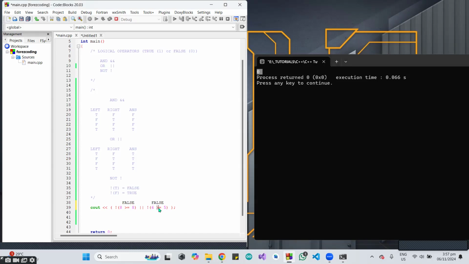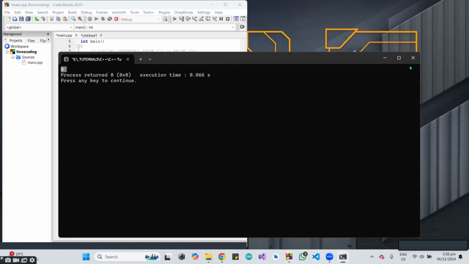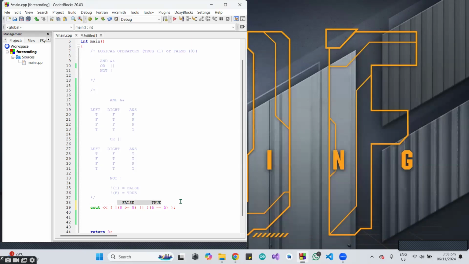Let's make this false. 6 is equals to 5. That is false. We have here not. Therefore, this answer is true. Right. Let's change that one, and then let's try to run the program first.